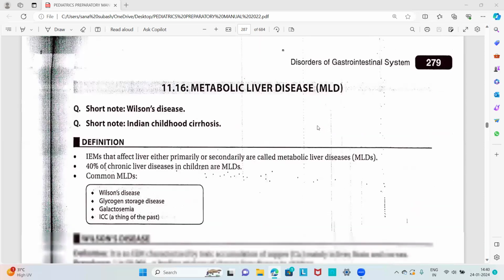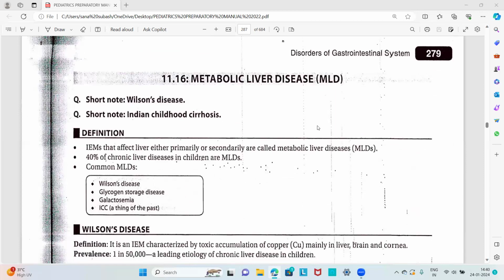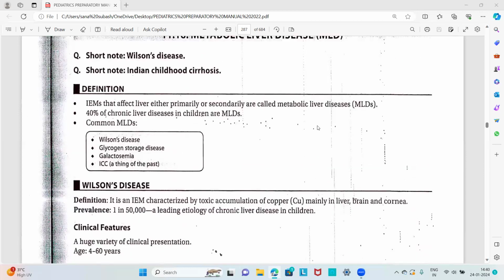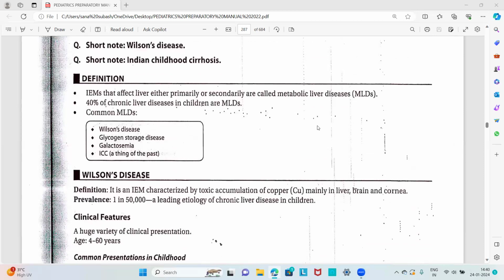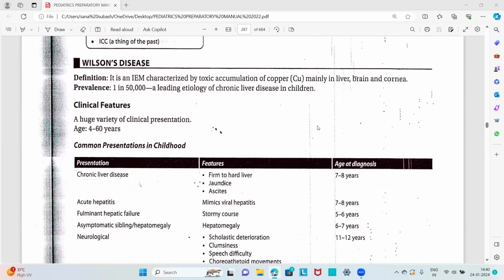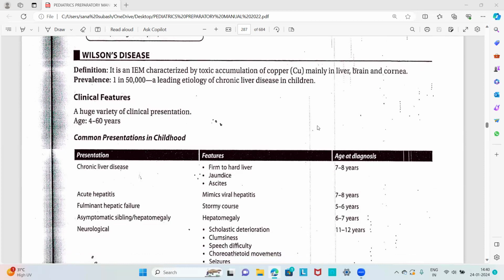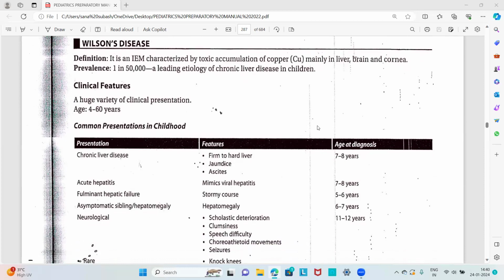So that is all regarding the neonatal ascites and also the ascites in children. Then the next topic is Wilson disease. It is also a short note. It is an inborn error of metabolism characterized by the toxic accumulation of copper, mainly in the liver, brain, and cornea. The prevalence is about 1 in 50,000, and it is a leading etiology of chronic liver disease in children. That is, most of the chronic liver disease in children is contributed by Wilson disease.